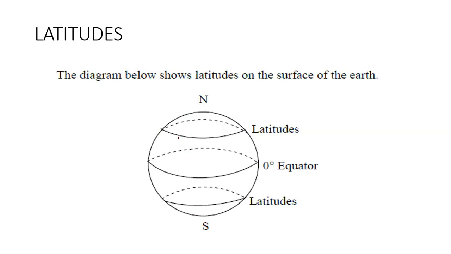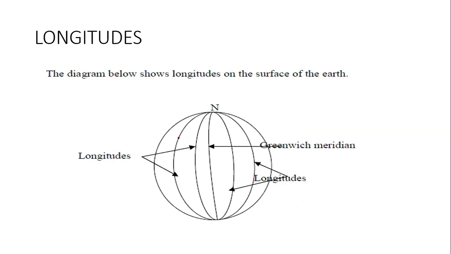All right. Then we also have what we call longitudes. These are imaginary lines that are drawn on the Earth's surface, and they run from north all the way up to the south. These longitudes are very useful when it comes to calculating time.